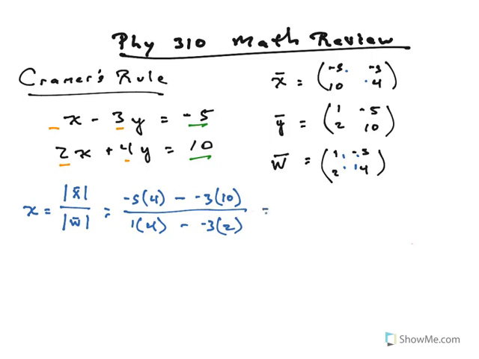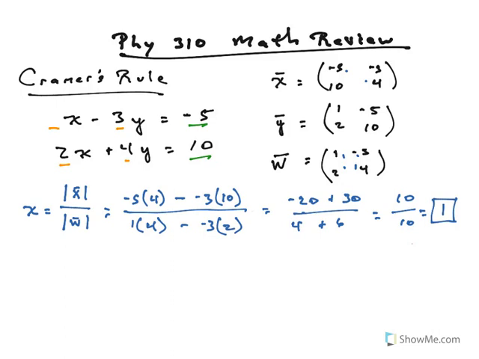And there we go. Now all I have to do is simplify this down, get the numbers, and I'll have my answer. So what does this become? Negative 5 times 4 is negative 20. And minus negative 3 times 10 is plus 30. All divided by 1 times 4 is 4. Minus negative 3 times 2 is plus 6. So I've got 10 on top, 10 on bottom, which gives me 1 as the value of x. So I now have one of my answers.